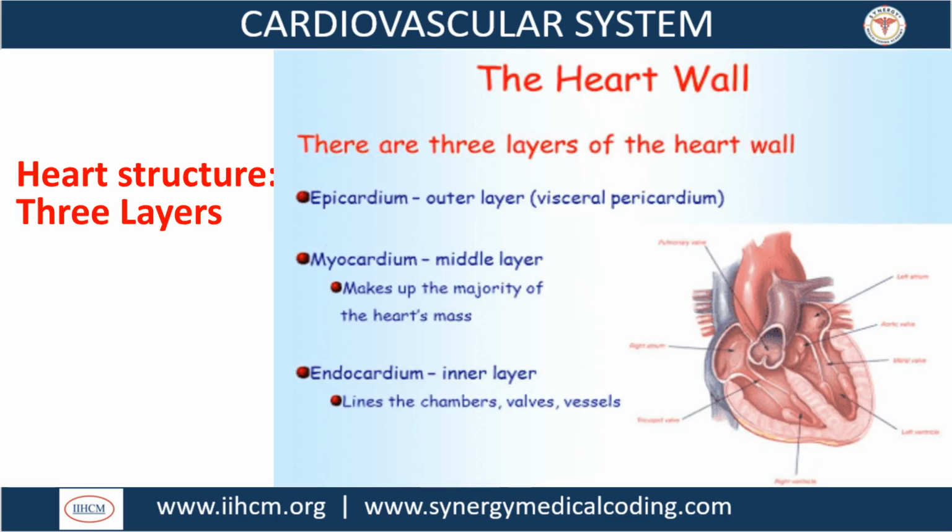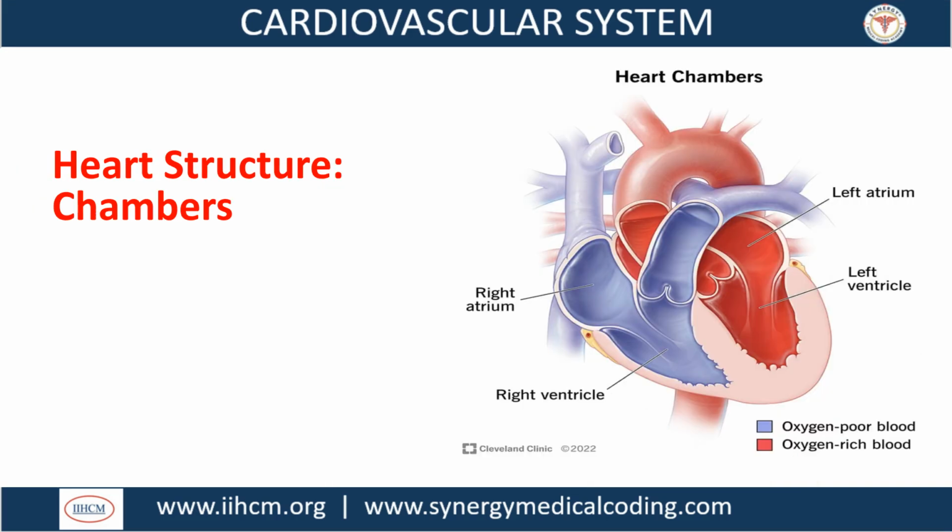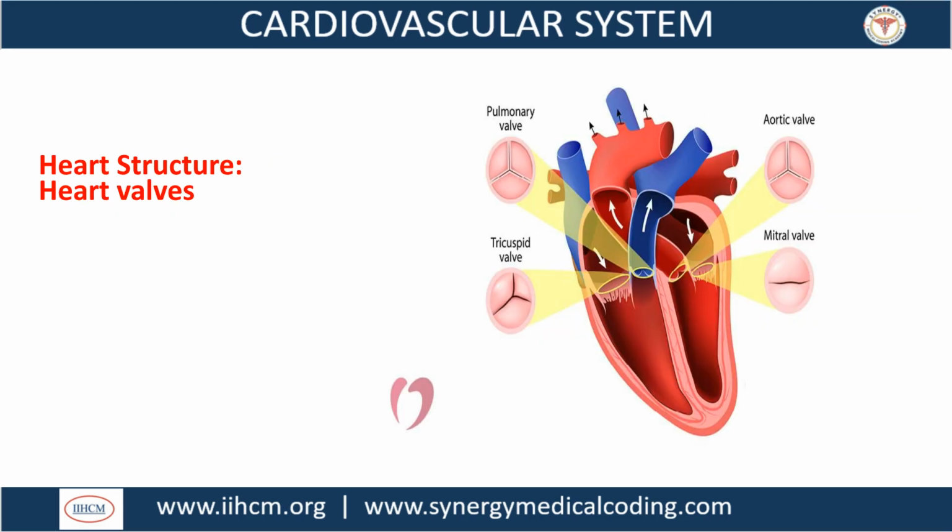The heart wall has three layers: the epicardium, the myocardium, and the endocardium. The myocardium makes up the majority of the heart's mass. The heart contains four chambers: the right atrium, the left atrium, the right ventricle, and the left ventricle. Heart valves control blood flow between chambers and out to the arteries. These include the pulmonary, aortic, tricuspid, and mitral valves.